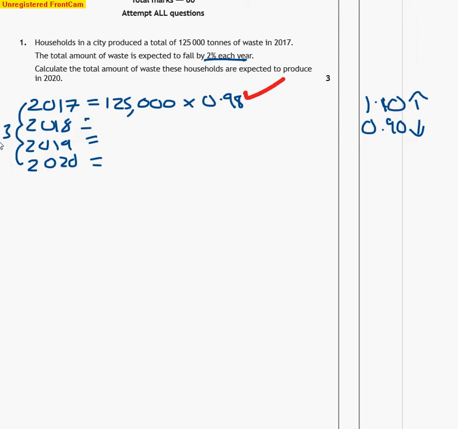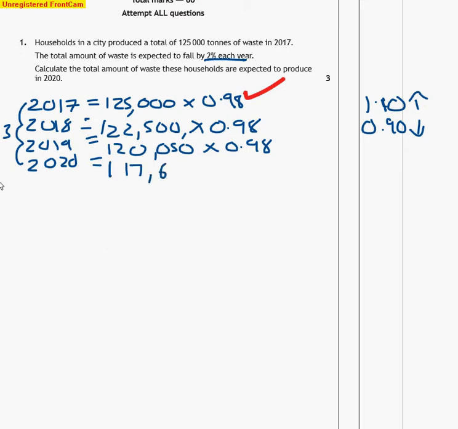Now you could just do that calculation over and over again, and you'll get to the right answer. So if I get my calculator here, 125,000 times 0.98 gives me 122,500. Now I could take that number and times it with 0.98 again, and that would give me 120,050, and then times it by 0.98 again, and that's going to give me 117,649. So I could do it that way.